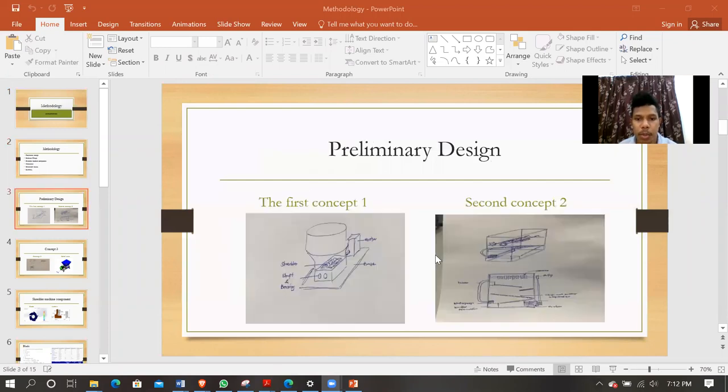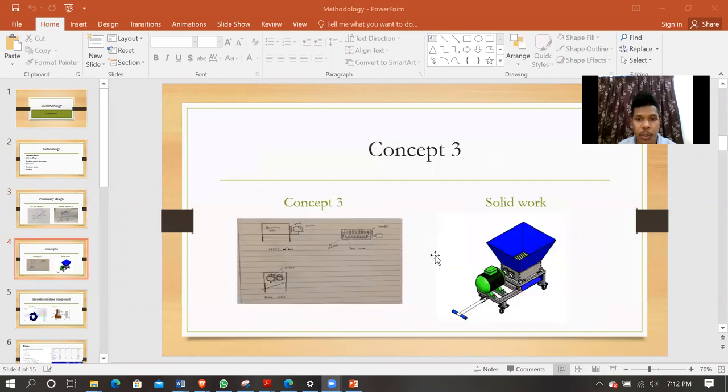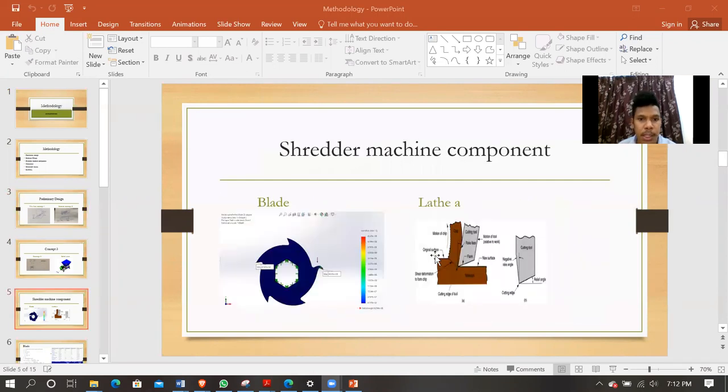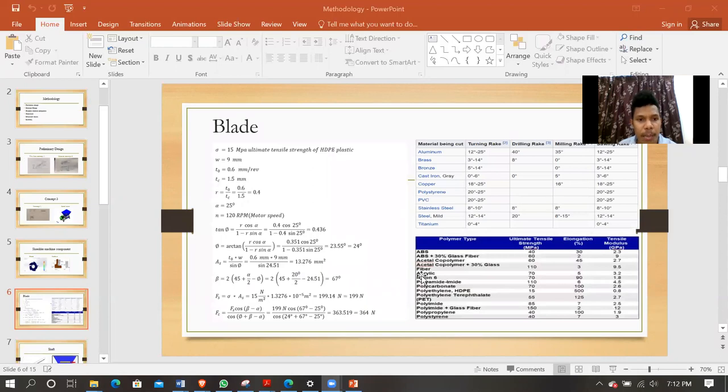Today I'm going to explain my part of the presentation, how to design the blade. Once we design, we have to know the theory of how to cut HDPE materials. The theory that we took is from the lathe machine and milling machines, because the cutting process is quite similar. So indirectly, I'm going to explain the calculations.